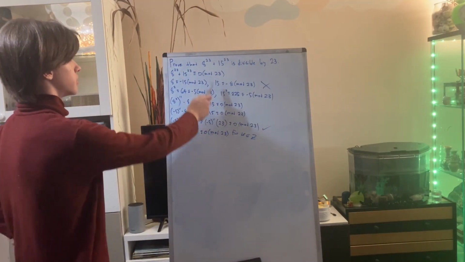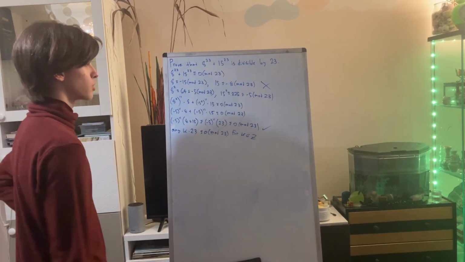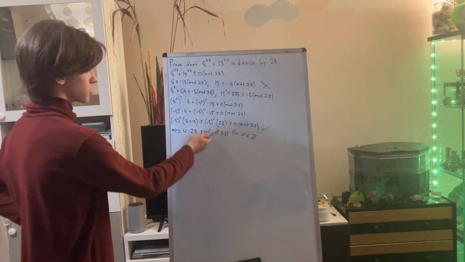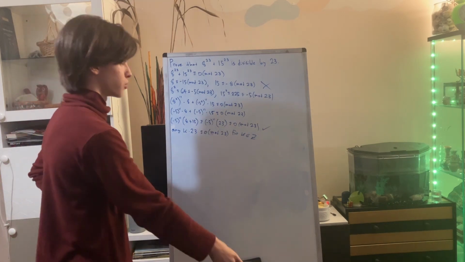We have shown that this number, by decomposing it into smaller numbers and finding a 23 in there, is in fact divisible by 23.